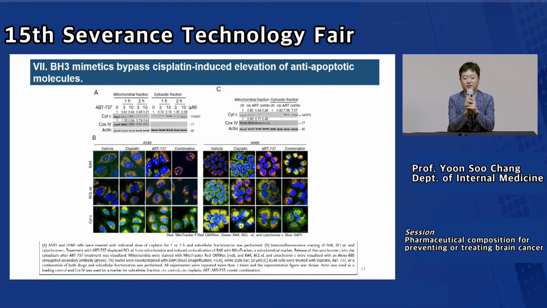Now, let's get to the point. Based on what we know out of the legacy studies, we're going to talk about how to avoid increase in anti-apoptotic molecule for improved therapeutic effects. Here, we have a prototype medication, ABT-737, that displays cytochrome C into cytoplasm in mitochondria.